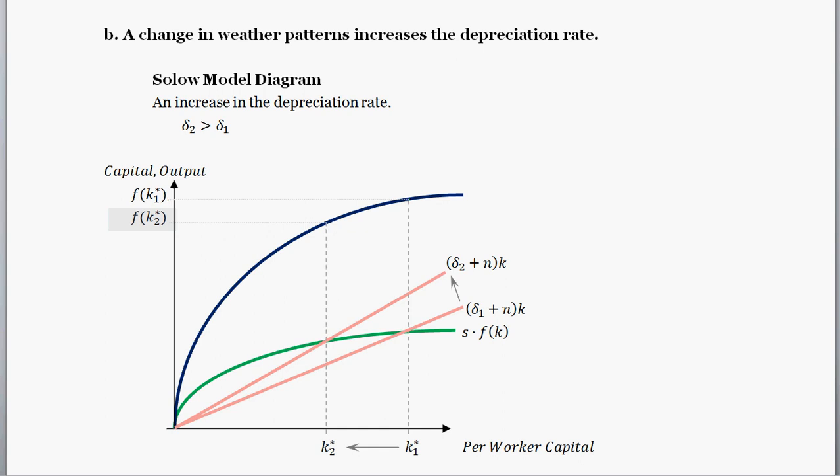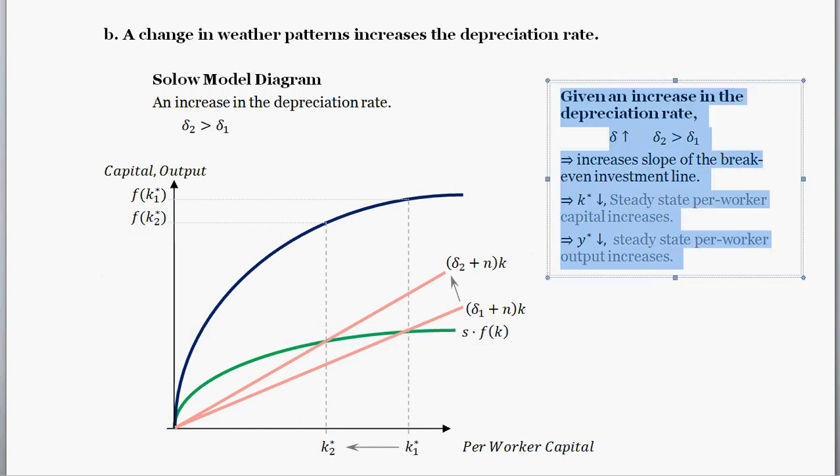And then once again, just a note on transition dynamics, the move from here to here isn't instantaneous because capital isn't destroyed instantaneously. It's going to slowly be destroyed given the higher depreciation rate. To summarize, given the higher depreciation rate, this higher delta, we're going to increase the slope of the break-even investment line. That's going to decrease the steady state per worker capital. And then that's going to decrease the steady state per worker output.